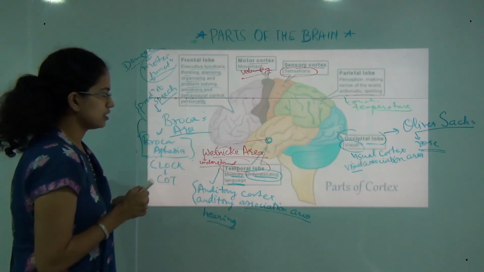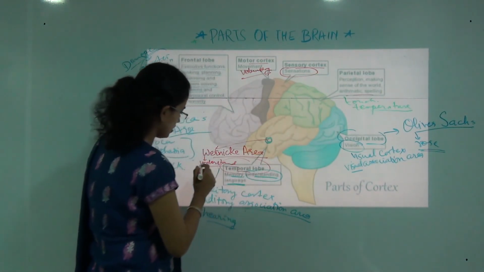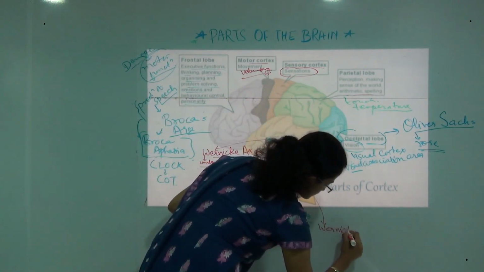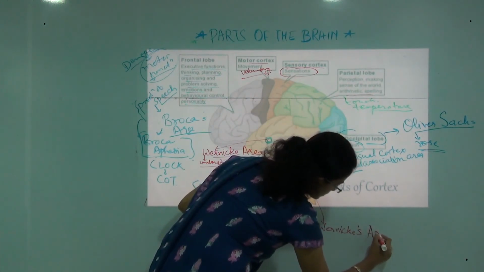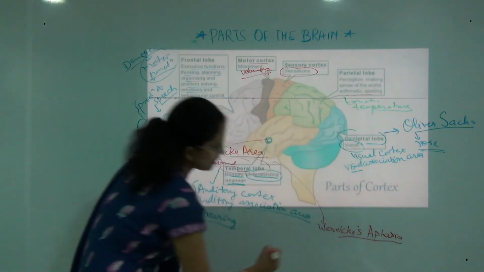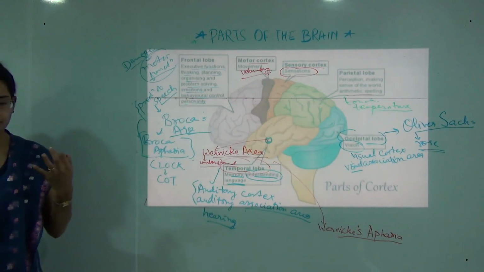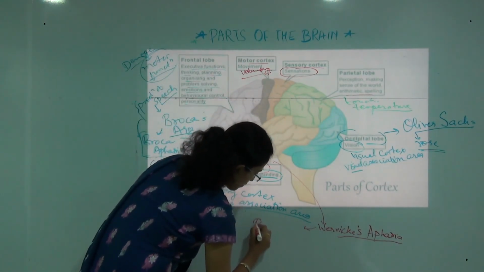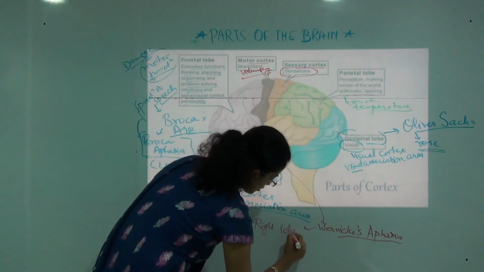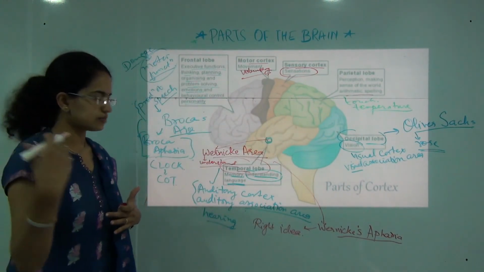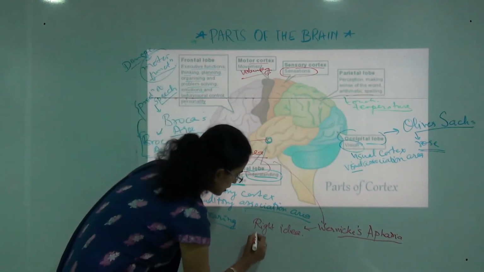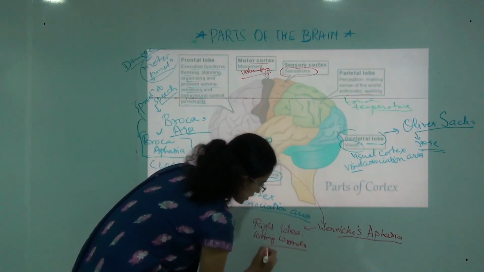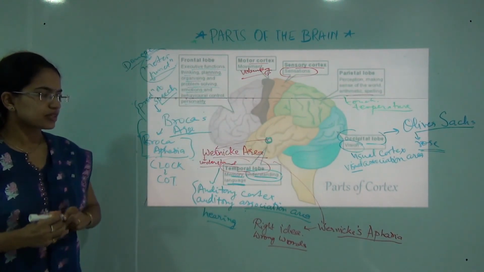So if there is damage to this part, that is known as Wernicke's aphasia. Again, I mentioned it here. You have Wernicke's aphasia. And what would happen in Wernicke's aphasia is you would have the right idea but wrong words to explain it. You will have the right idea in your mind, but the words you are using to express that would be incorrect. So you would be using the wrong set of words to explain that idea. That is known as Wernicke's aphasia.